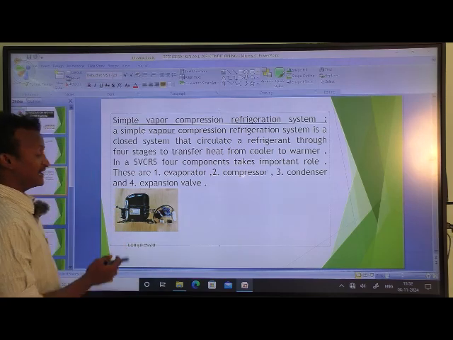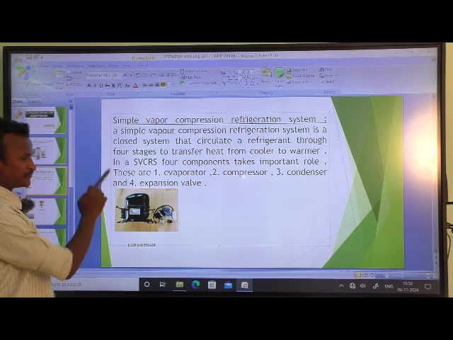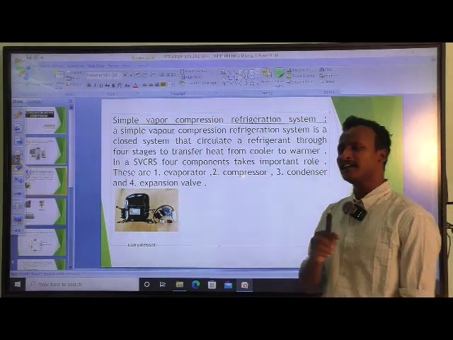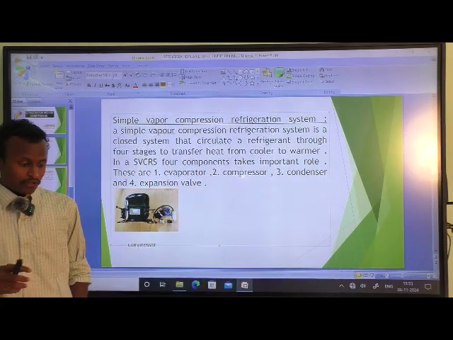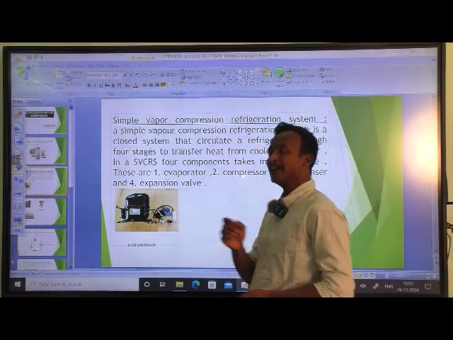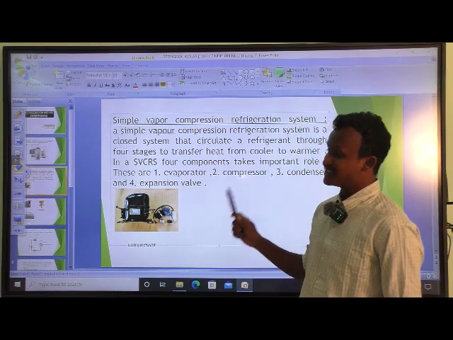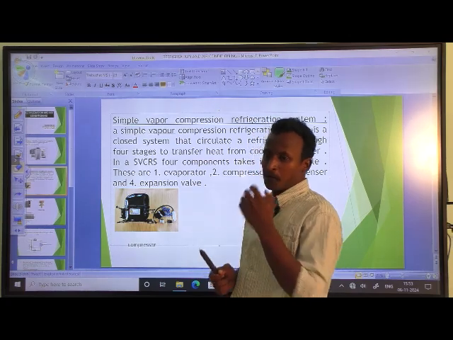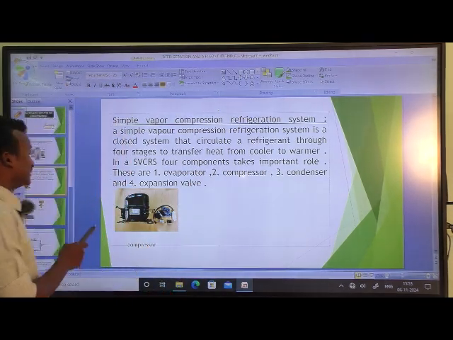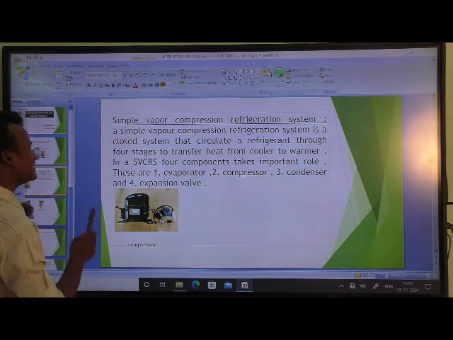Is it clear, students? As you can see from this board, this is a beautiful example of a compressor. My dear students, in our daily life we see the use of a compressor, like in the automobile sector, in a garage, we use a compressor to feed air to the tire. The basic function of a compressor is to increase the pressure and to increase the temperature. Again, this is one component used in our simple vapor compression refrigeration system.